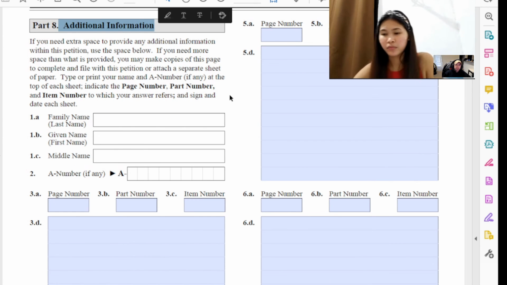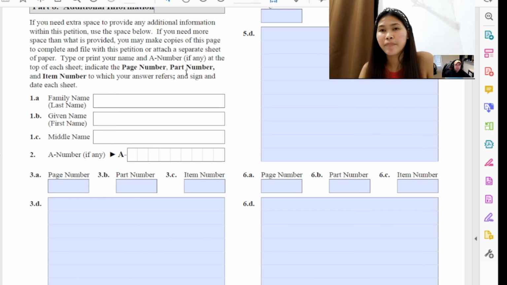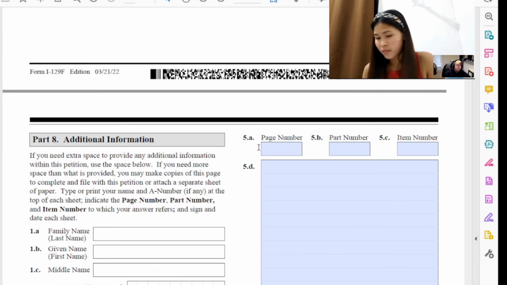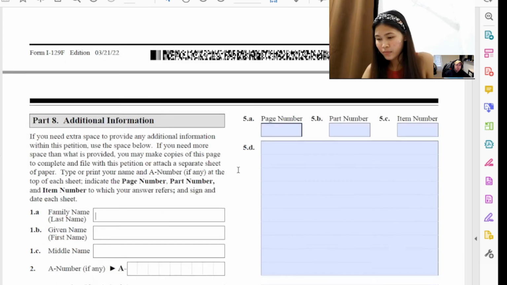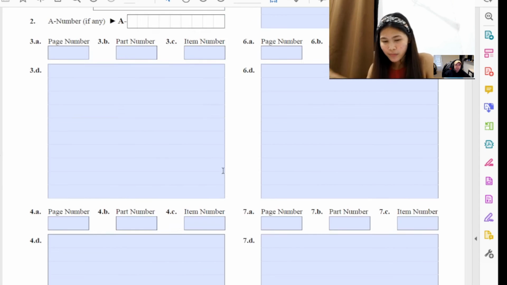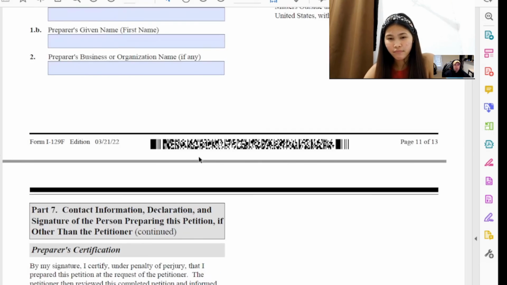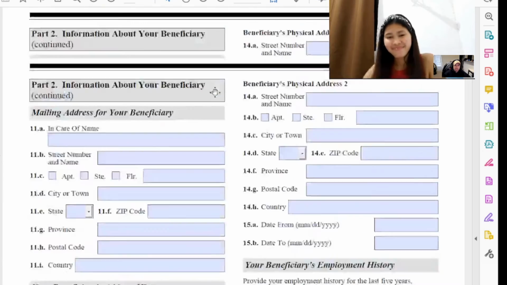Additional information. Most of this will be NA. If you need extra space provided, you need more in this. So page number, part number. So all of this is NA here too. Jess, you can check on this as well, but all these blocks should be NA for us. These are all NA. Yep, that is all of this petition here.